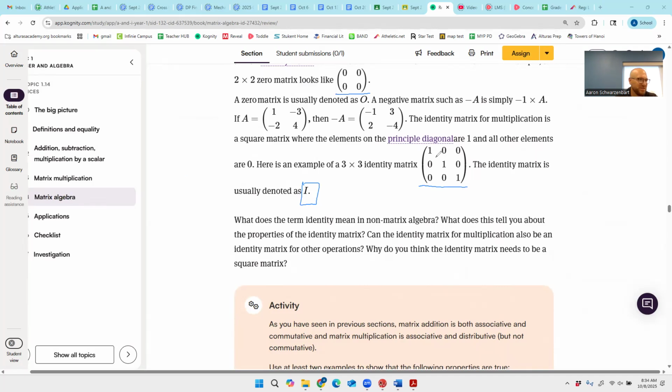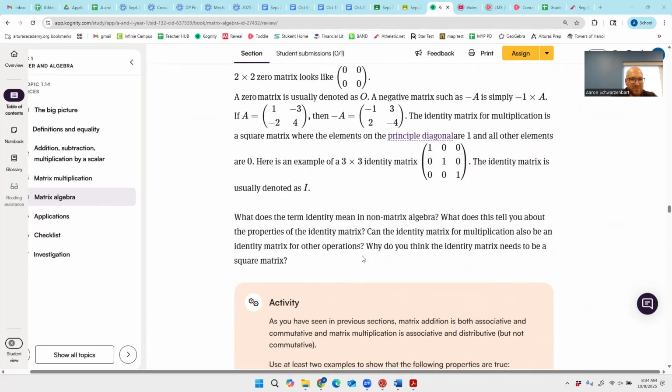All identity matrices are what we call square matrices, where rows and columns are the same amount. Notice negating the matrix was pretty simple. You just negate every term. Any questions on that so far?